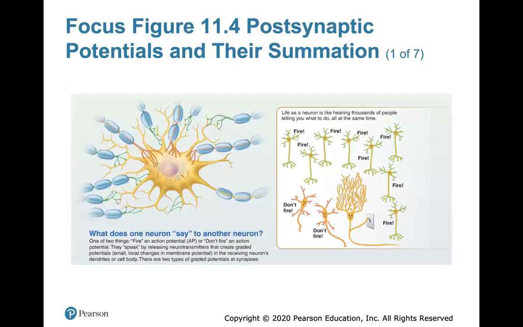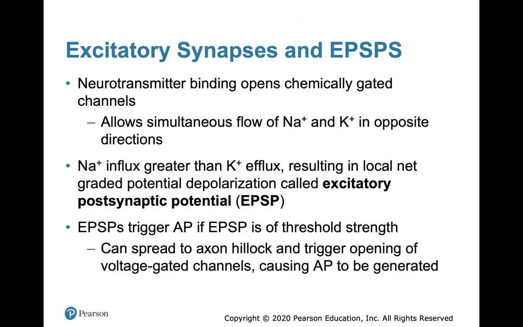So here we look at postsynaptic potentials and their summation, and they can be excitatory or inhibitory. It's kind of like saying life as a neuron is like hearing thousands of people telling you what to do, either fire, fire, or don't fire. So some of these potentials are inhibitory, so they'll tell the neuron to not fire, and some are excitatory, and that just allows for greater control of the nerve signal. And besides that, you don't need to know too much.